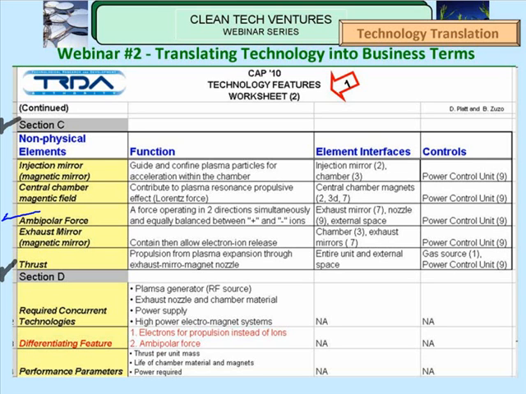So you can see that the non-physical elements include the ambipolar force, it includes the entrance and exit magnets, etc. When we go down to section D, there are concurrent technologies that must be developed. If they're not developed, then the ambipolar force and its related aspects to the technology mean nothing. If you can't concurrently develop critical elements for your technology to work, then you've got nothing. So at the same time the ambipolar force is being worked on, the plasma generator, the RF, the radio frequency source for generating the energy for heating the plasma, that hasn't been developed yet. It has to be developed. The materials for the exhaust, for the chamber and then the exhaust nozzles, tremendous amount of erosion. Those materials need to be determined. That hasn't been done yet, etc.